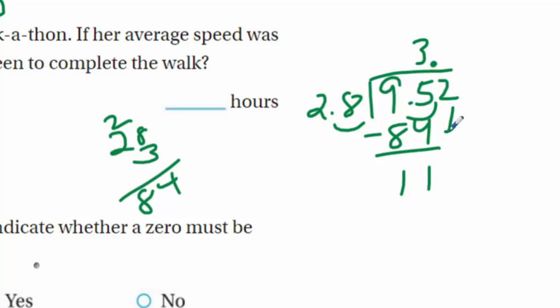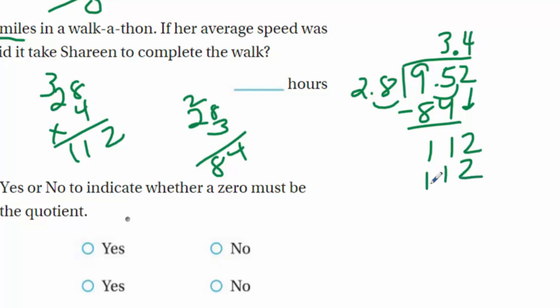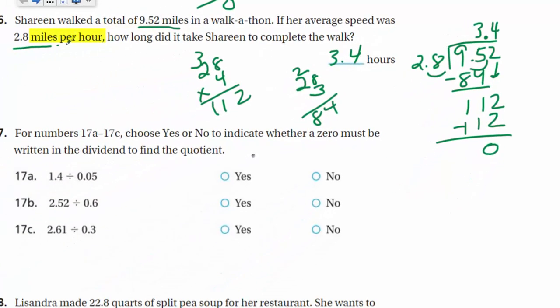Now I'm going to bring down my 2. Now we're assuming these problems are going to be nice, and it's going to end here. So I'm going to take my 28 times 4. It looks like 112. So 4 was the lucky digit there, and we end with none left over. So we get 3.4. And we were dealing with hours because the unit of measure was miles per hour. So that is going to be 3.4.